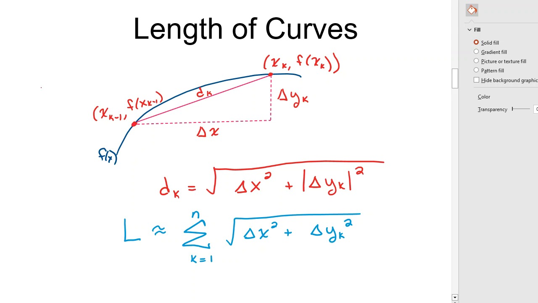Now, what do we want to do, calculus students? To find the actual length, what do we want to do? That's right. We want to take the limit as n approaches infinity of this summation, k equals 1 to n, square root of this guy. All right.